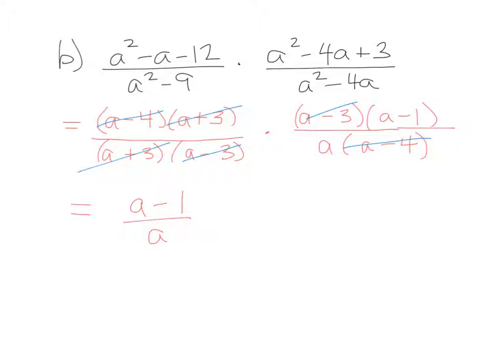So that's done, except then we need the non-permissible values. What can a not equal? 4. 4, yep. 3. Negative 3, so I'll just say plus minus 3. 0. There are 4 non-permissible values. There were 4 factors in the denominator: a plus 3, a minus 3, a and a minus 4. So that gives you those 4 non-permissible values.